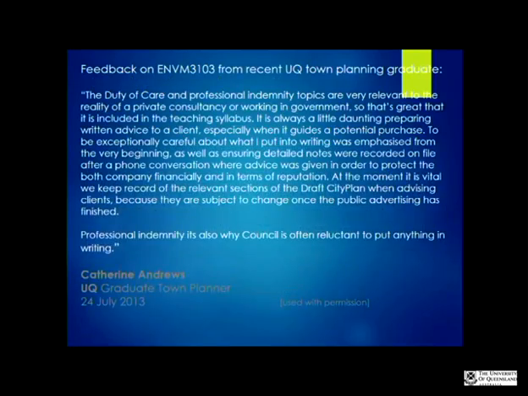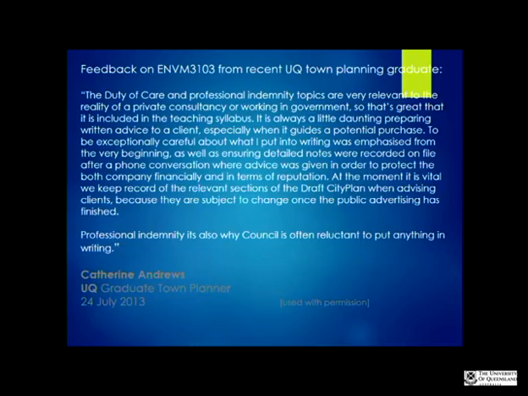So this is an email sent to Chris McGrath back in 2013 from someone who came through his 3103 course, who was a town planning graduate. Catherine Andrews here says, the duty of care and professional indemnity topics are very relevant to the reality of a private consultancy or working in government, so that's great that it's included in the teaching syllabus. It's always a little daunting preparing written advice to a client, especially when it guides a potential purchase.